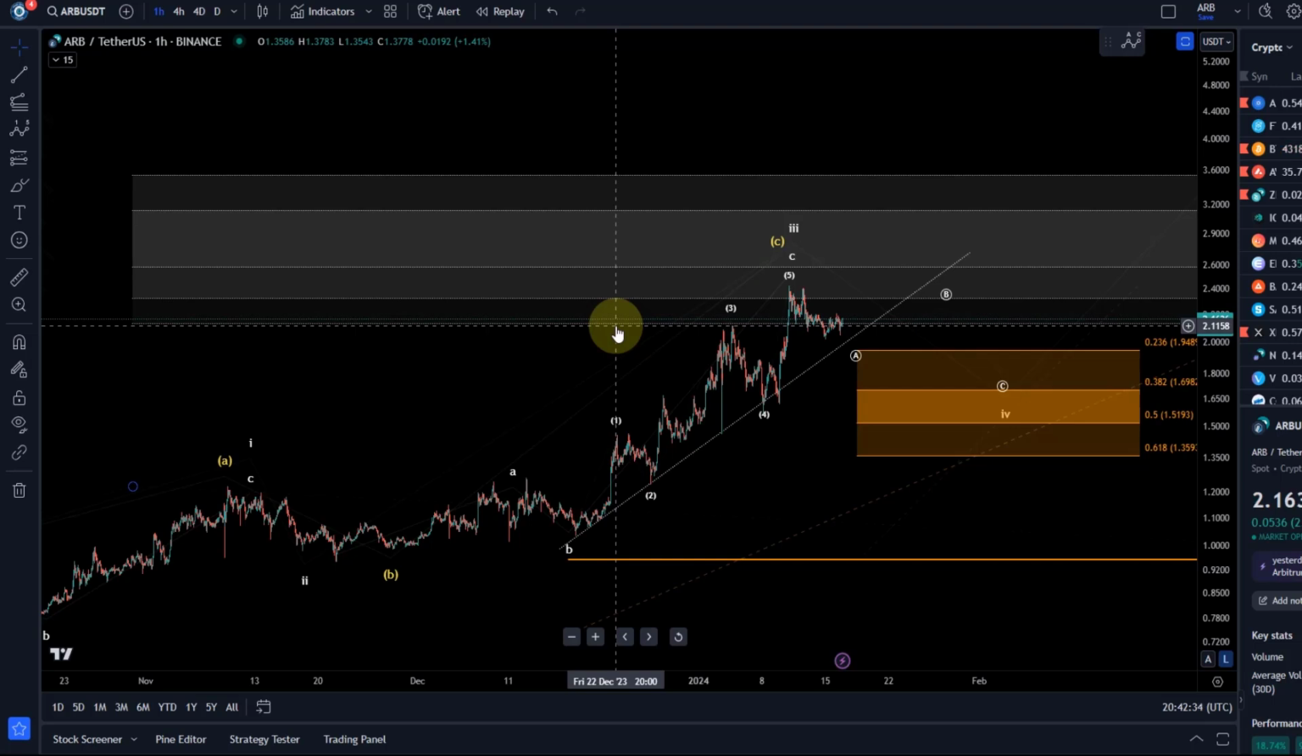So let's see how the price is reacting as it pulls back to the trend line. Either way, I'd like to see either a reaction in a B wave, as you can see there on the chart, or maybe even one more high in wave C of 3. That's my update about ARB.